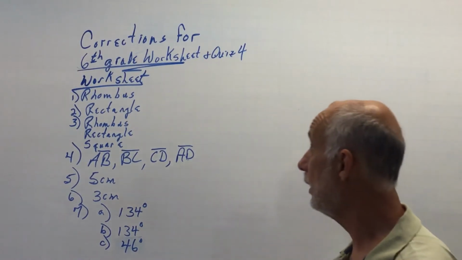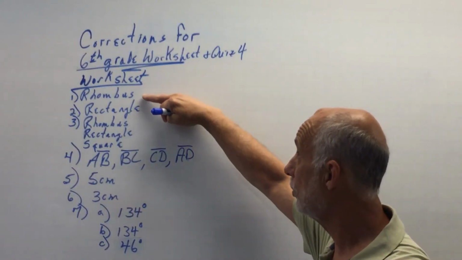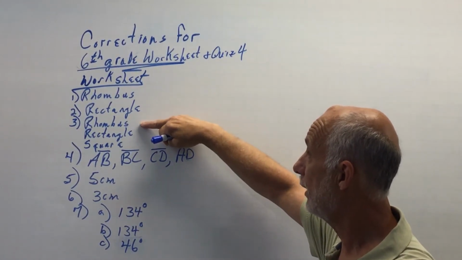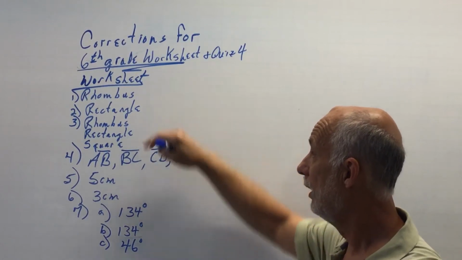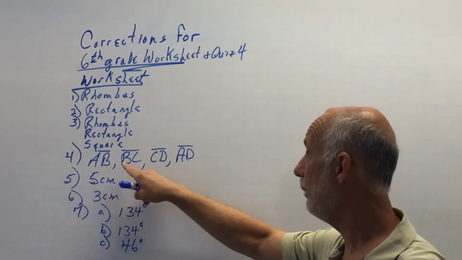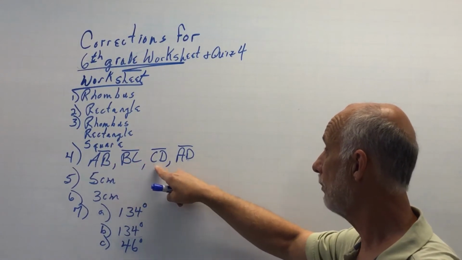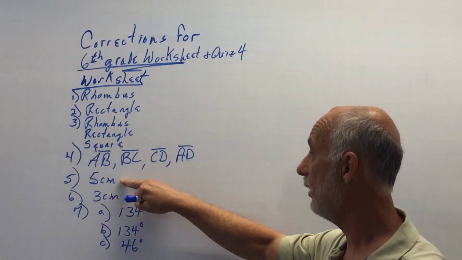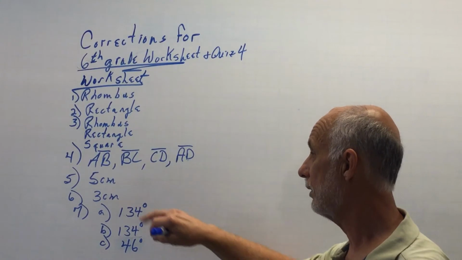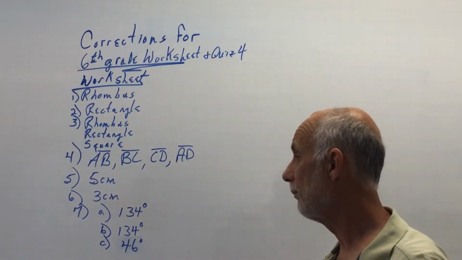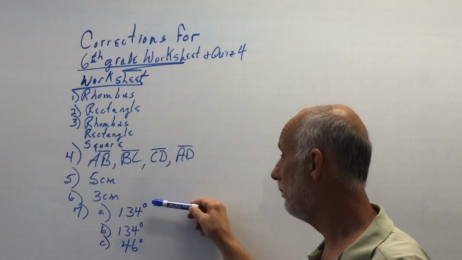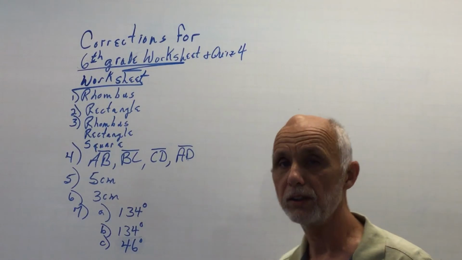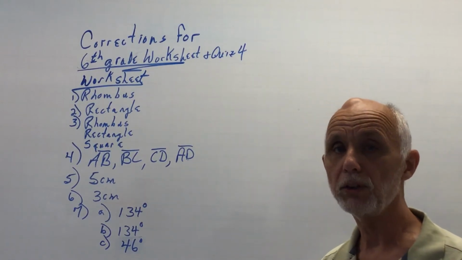On the worksheet, on the homework, these were your right answers. Number 1 was a rhombus. Number 2 was a rectangle. Number 3 was a rhombus, a rectangle, and a square, all 3 things. Number 4, the sides were line segment AB, line segment BC, line segment CD, and line segment AD. Number 5, the missing side was 5 centimeters. Number 6, the missing side was 3 centimeters. And number 7, the angle measurements were 134 degrees, 134 degrees, and 46 degrees. So now I'll explain where those answers come from.